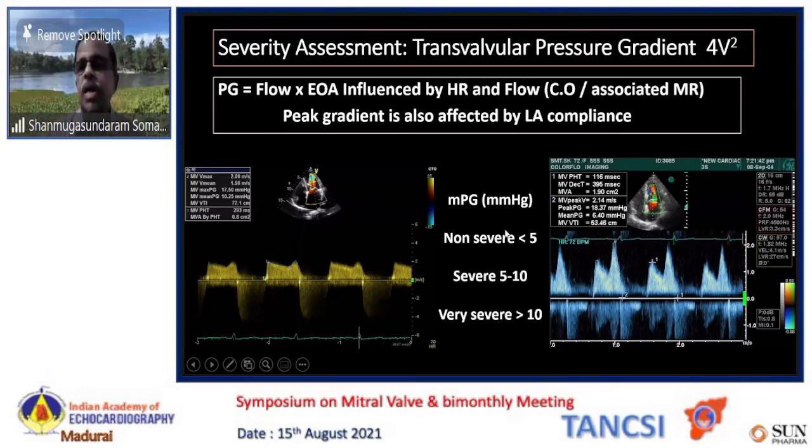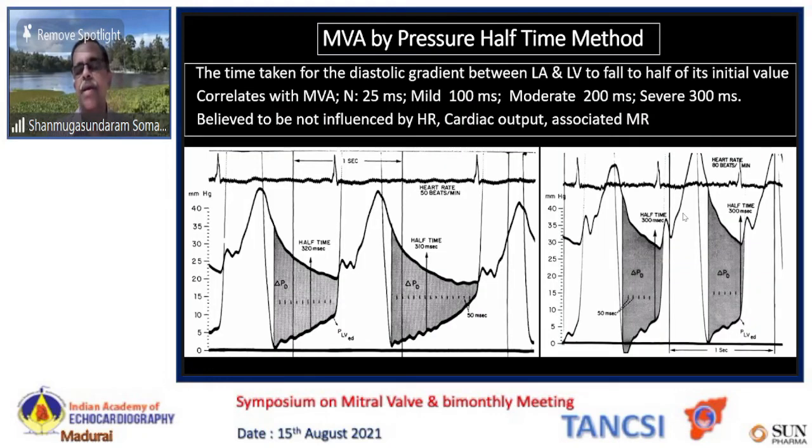But the problem with pressure gradient is it is not only determined by the orifice area, it is also determined by the flow rate. Increase in heart rate by abbreviating the diastole may increase the gradient. Increased flow due to reasons like high cardiac output or mitral regurgitation may accentuate the gradient and falsely underestimate the valve area. Then came the estimation of severity of mitral stenosis by measuring valve area by pressure half time method.